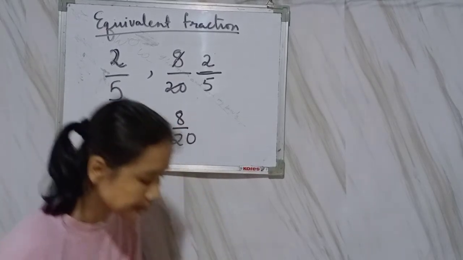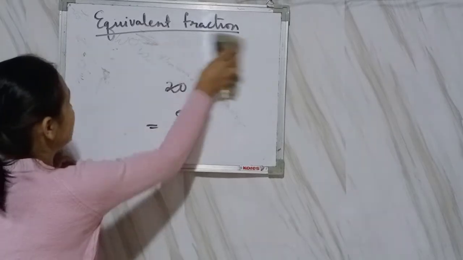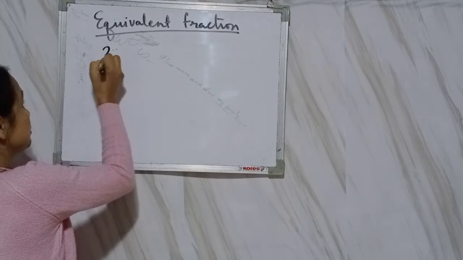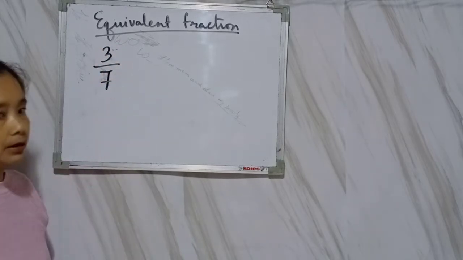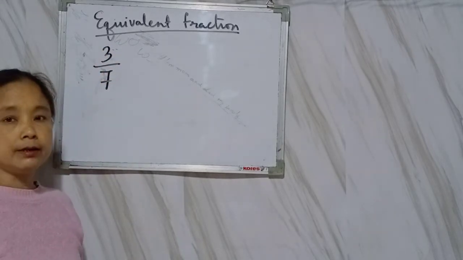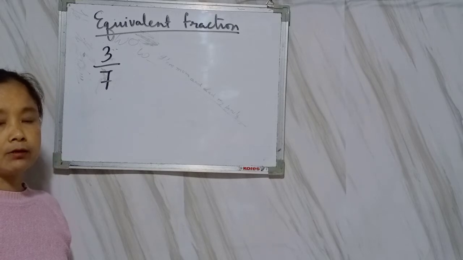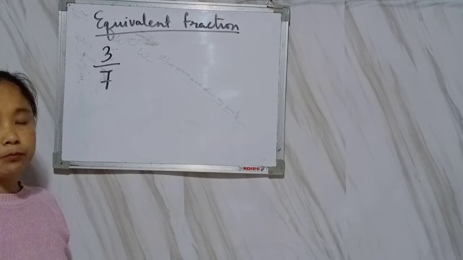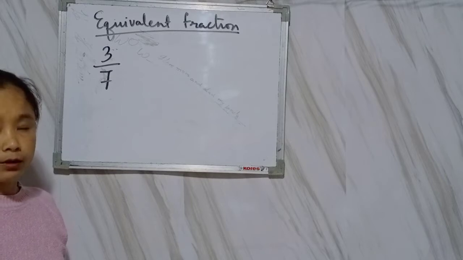Then, to find out three by 7, the question asks you to write another equivalent fractions of 3 by 7.